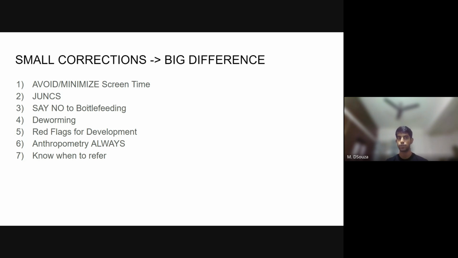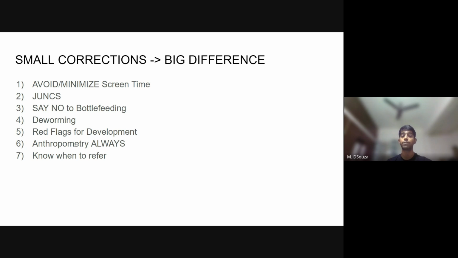We all come from John's, and something that all of us have seen in John's is that we say no to bottle feeding, simply because bottle feeding is a nidus for infection and predisposes children to the two most common infections that we see in this age group: ARIs, your respiratory infections, and diarrheas. Number four would be deworming the child at every opportunity, if the child hasn't been dewormed in the last 6 months.